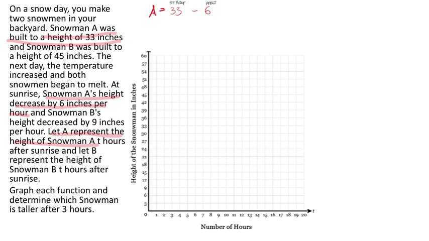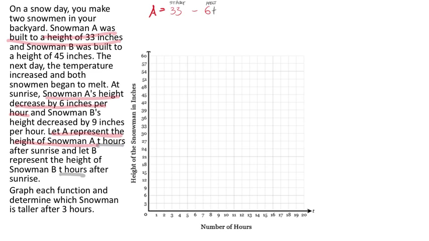It then says t, and this is for both, t is hours after sunrise for both snowmen. So, we're going to take away 6 inches every hour. We just don't know how many hours this is going to take place. We multiply it by t. And that's the equation for snowman A.